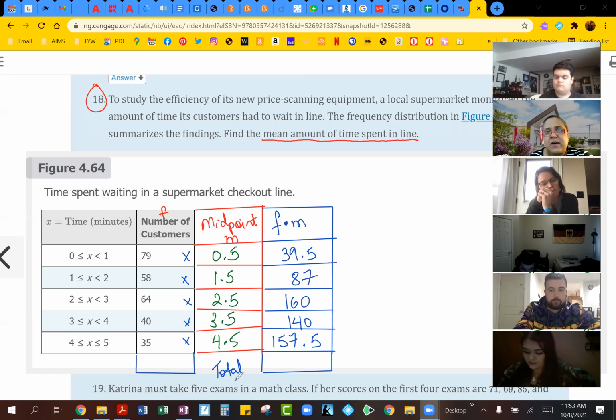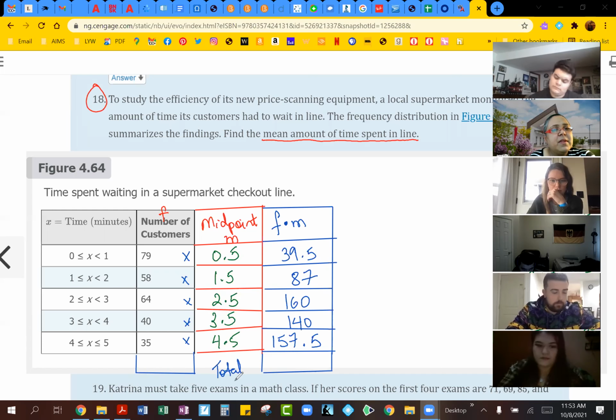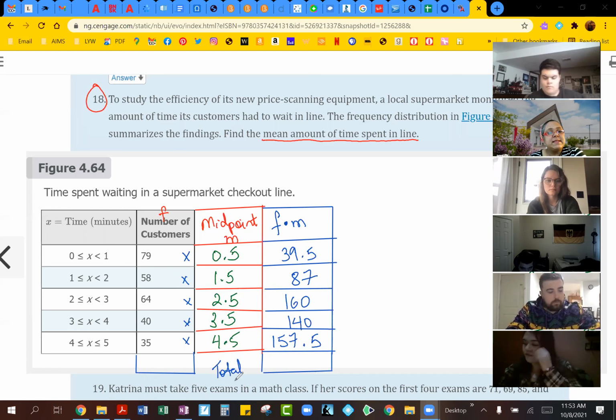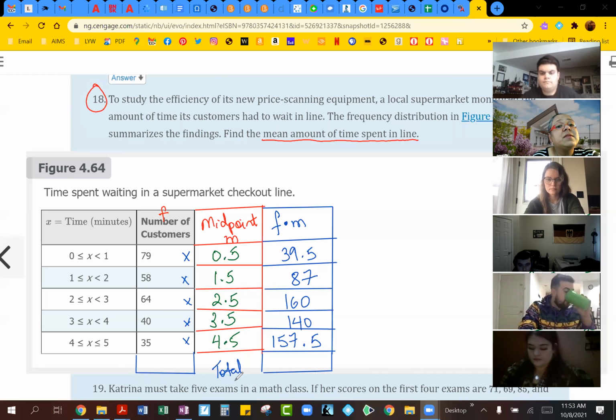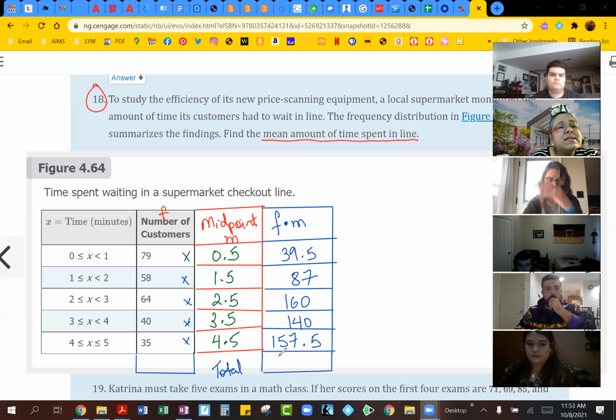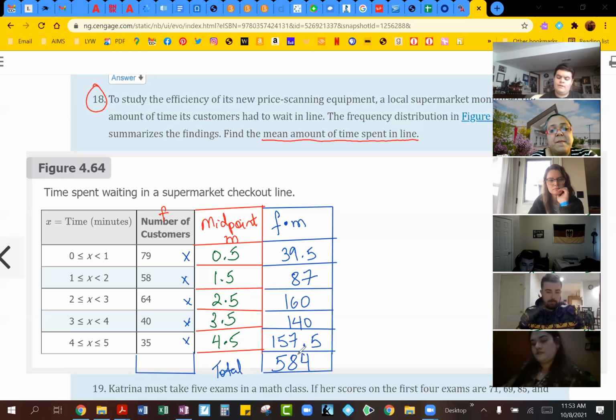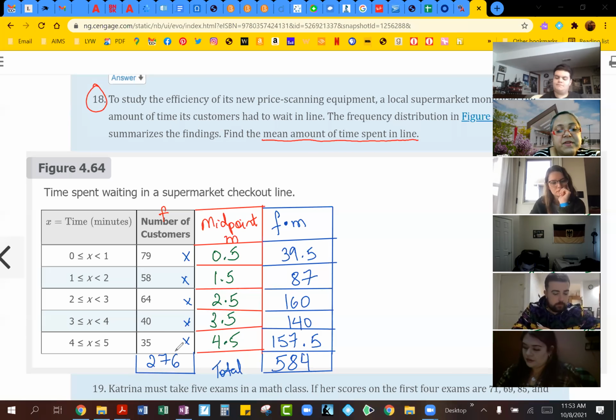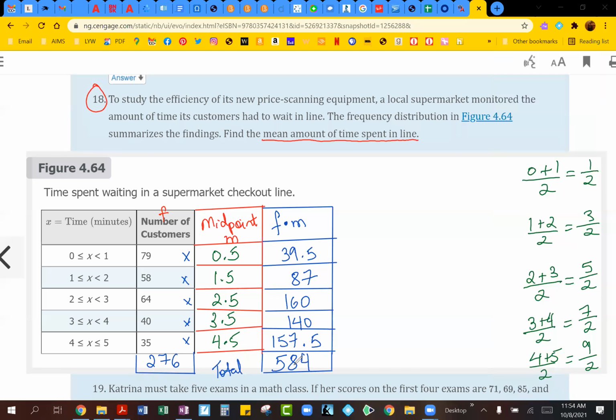Okay, let's see those answers if you have them. All right, Brandon, you've got 584 for the frequency times midpoint and a total of 276 customers. Nicholas, 584, 276. Roman, 584, 276. Okay, so looks like similar answers from the three of you. Ethan, 584, 276. Okay, Cynthia, 584, 276. Okay, all right, very nice. So the total for our frequency times midpoint is 584, and that's what I came up with. And then you had 276 for the customers. So those are actually the numbers that we were trying to get to.